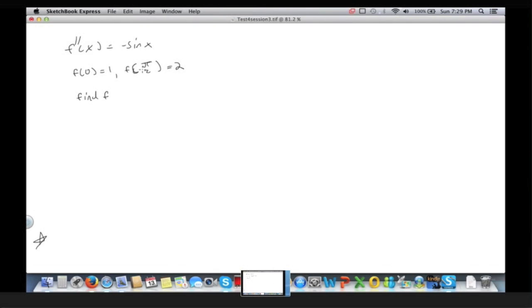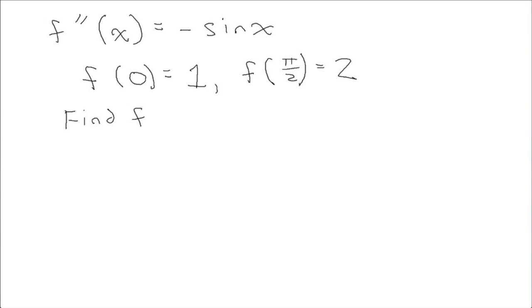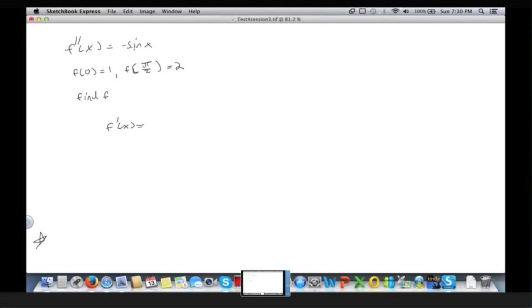Both of these were F right here? Yes, that's F, correct. That's why we're going to have to adapt. Let me double check. So f double prime of x is minus sine of x. So f prime of x equals what? What gives us negative sine of x? Cosine of x.